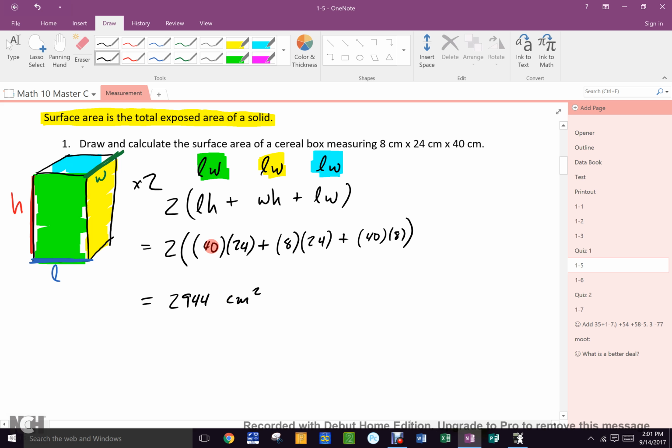Because your calculator can do 40 times 24, super easy, right? That's 960. 8 times 24, super easy. That's 192. 40 times 8, super easy. That's 320. Then you can add that up, super easy. That's 1472. Then you can multiply that by 2. Super easy, 2944. I'm guessing you forgot the brackets. Picking up what I'm putting down?